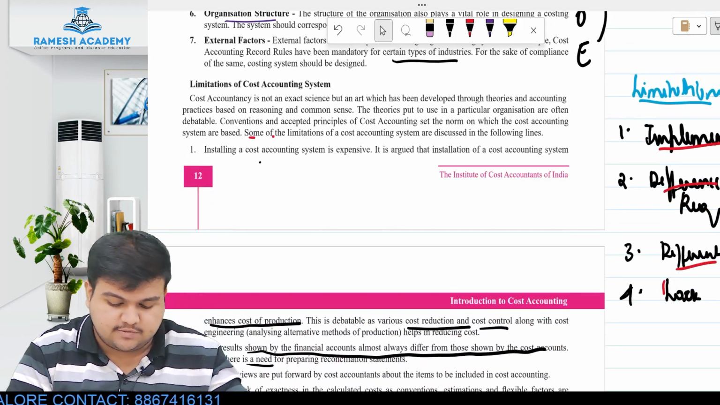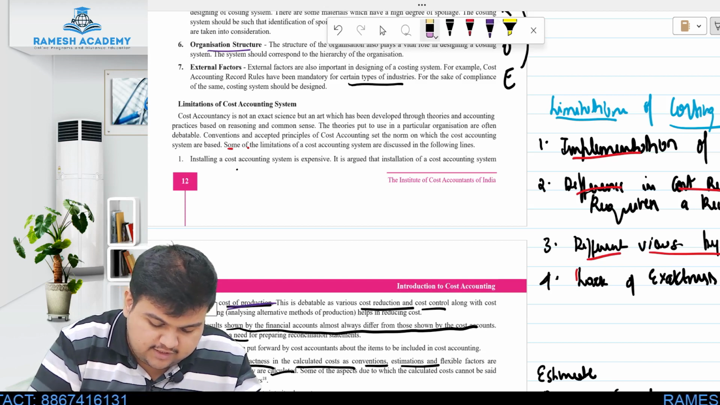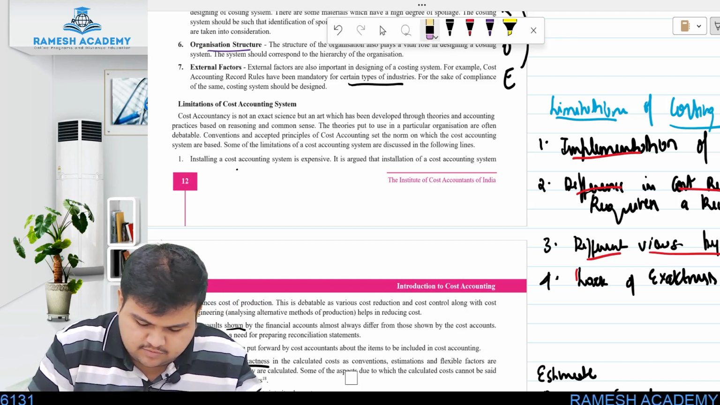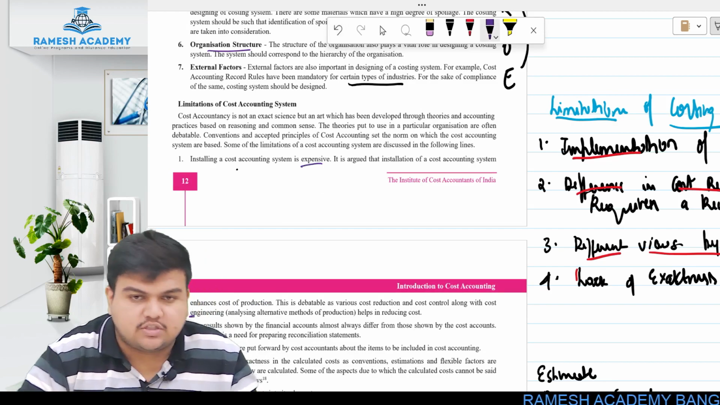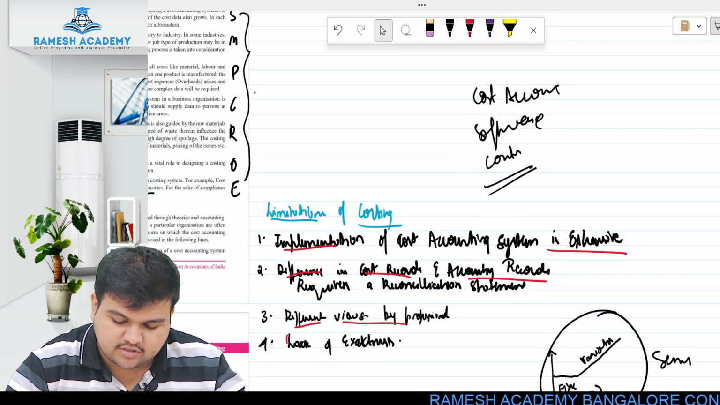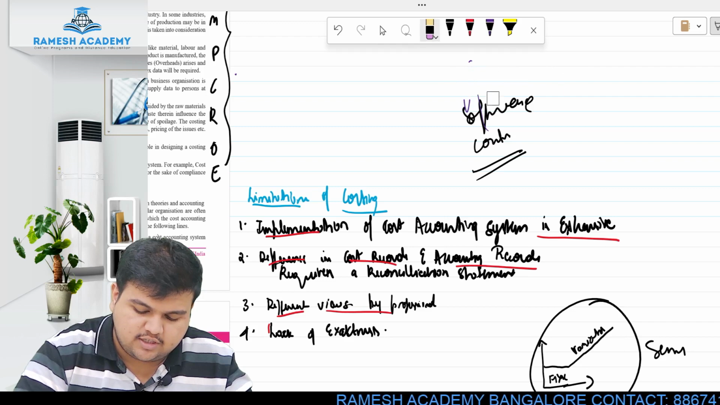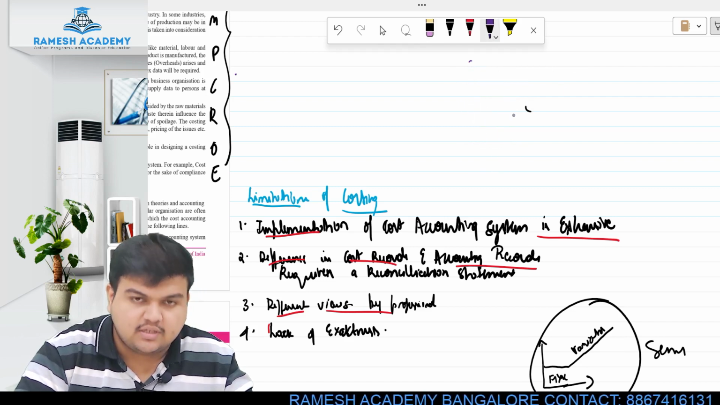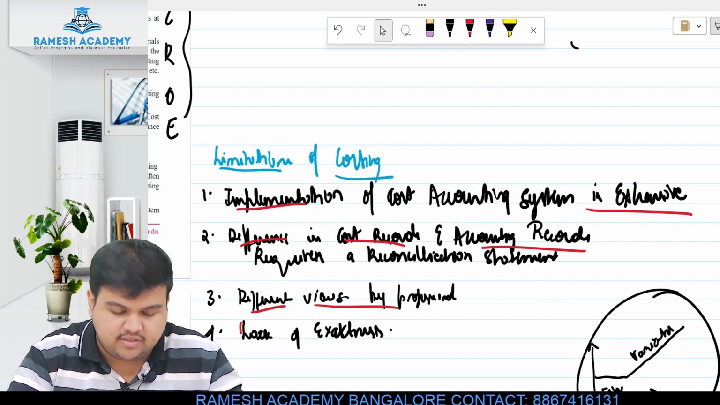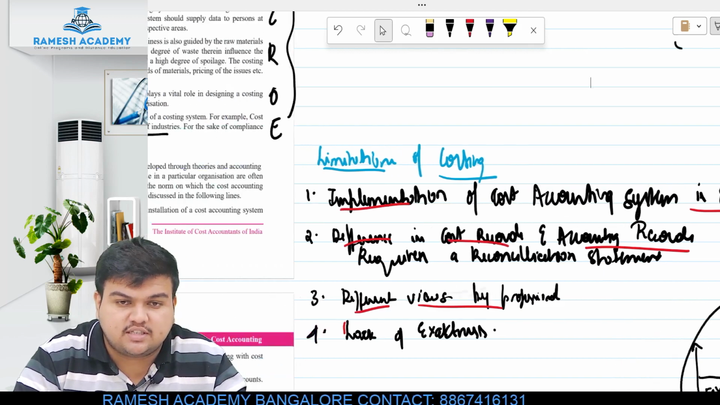Limitations. What are the limitations of cost accounting? The first one is that it is expensive. Obviously cost accounting is expensive, because you need to hire a cost accountant separately. Implementation of a cost accounting system is expensive, because you need to hire an external cost accountant, and you need to buy new software, everything. So it becomes expensive.